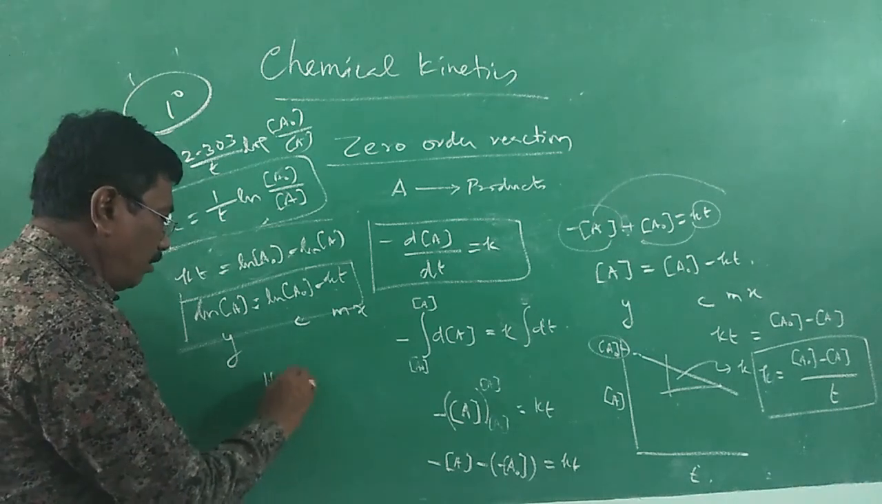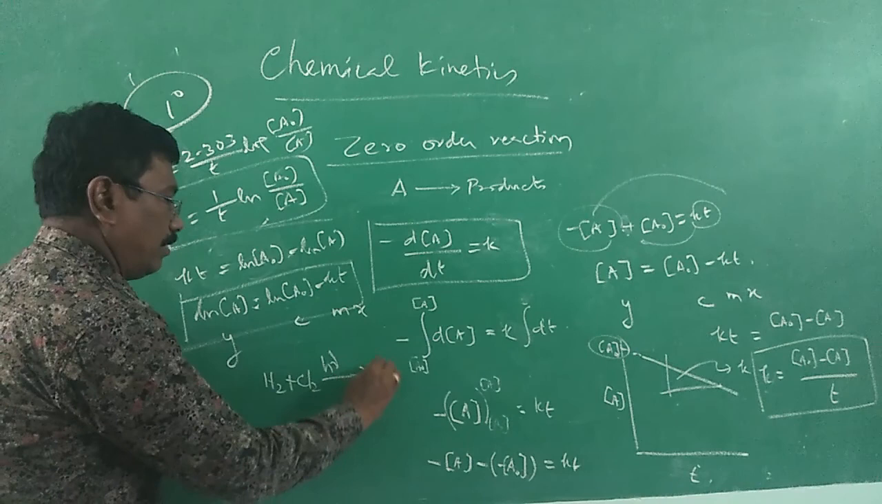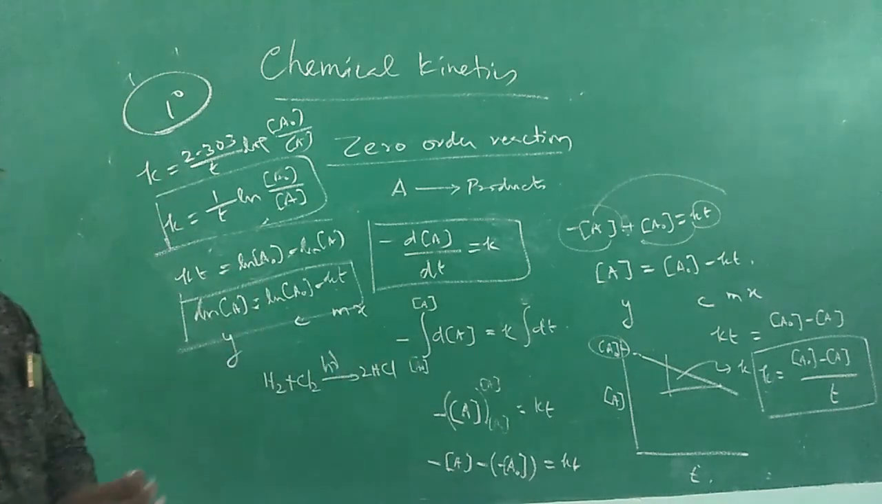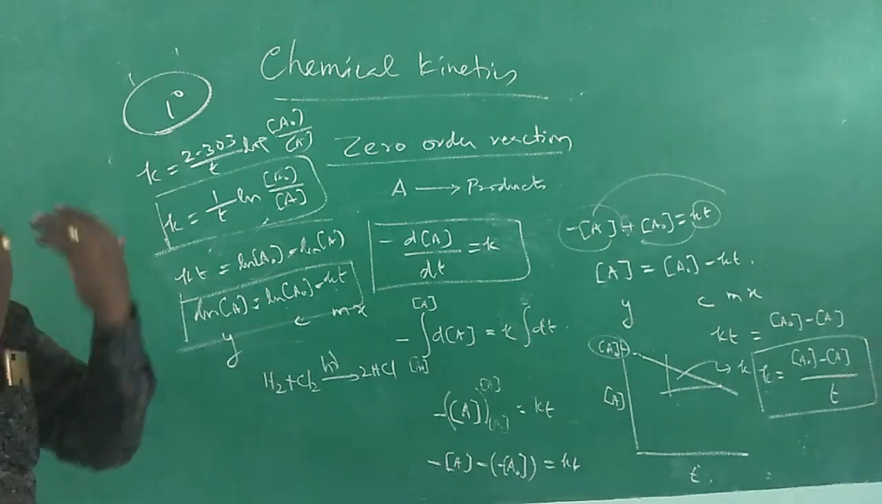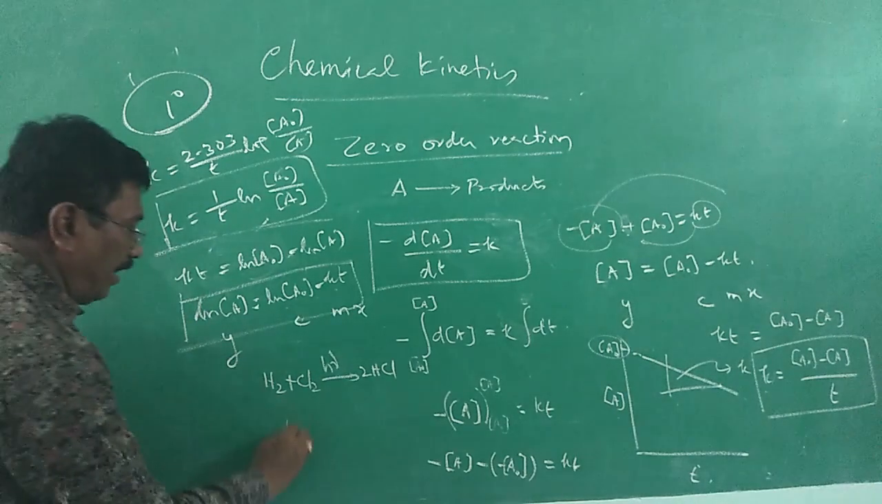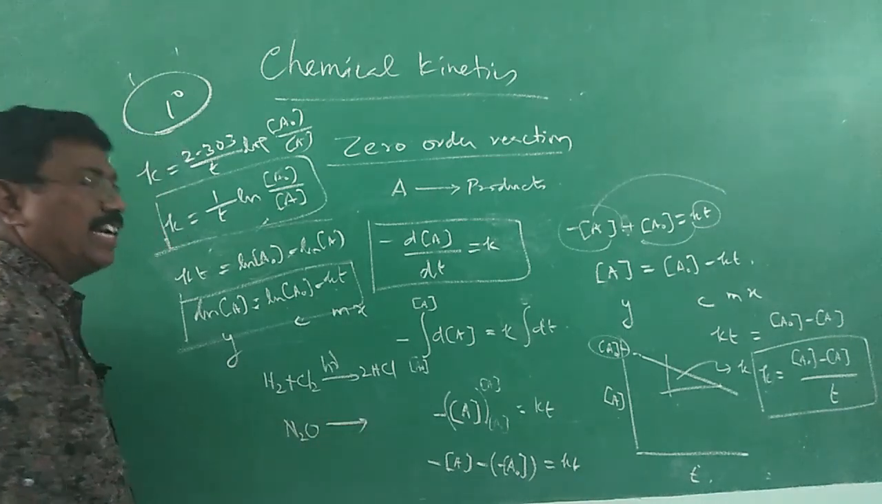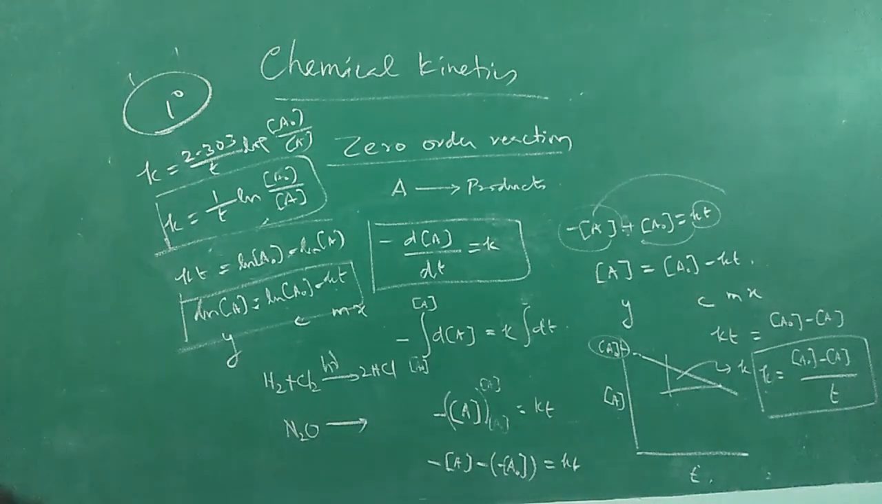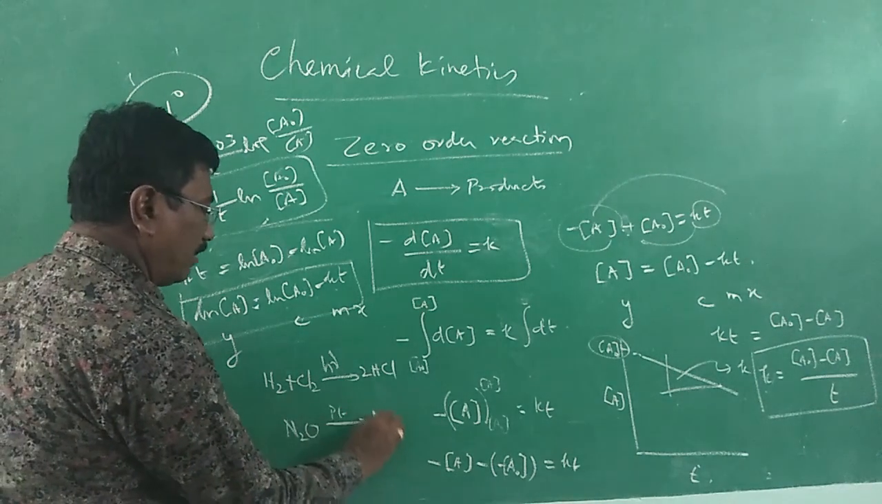Now what are the examples for 0 order reactions? Reaction between hydrogen and chlorine, a photochemical reaction, H2 and Cl2 to HCl. It is a 0 order reaction. It will not depend on the concentration of hydrogen or chlorine. Whatever it may be, the reaction will proceed as such. And nitrous oxide, N2O is nitrous oxide. It gets decomposed in the presence of hot platinum to give nitrogen and oxygen.